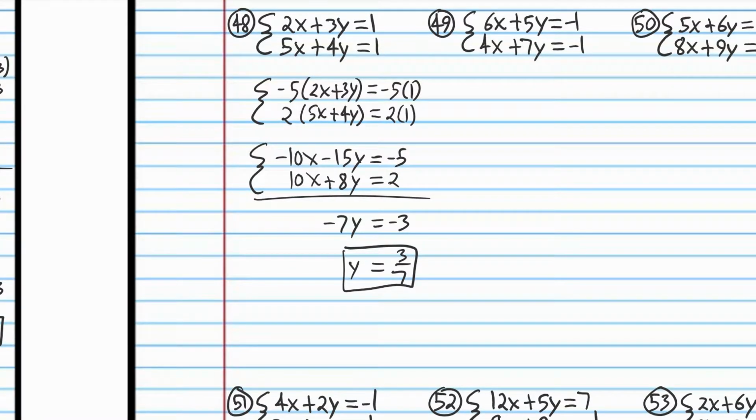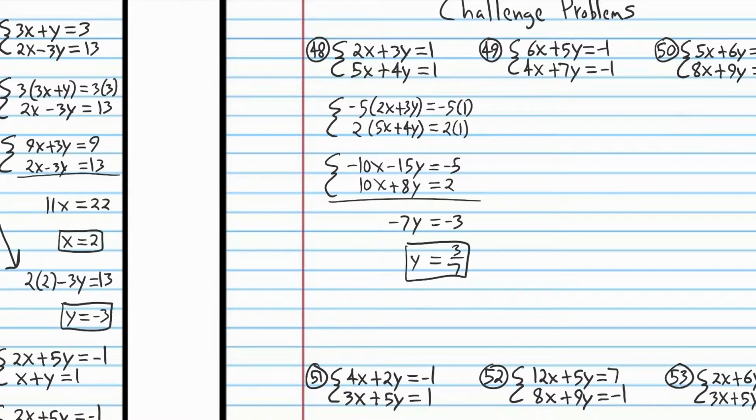Just double checking to make sure that's correct. So now I'm going to take the top equation, and hopefully I'll have enough room because we're going to need a lot of room. So 2x plus 3 times y, but y is 3/7. So you can see why this is going to be difficult. I don't have a lot of room here. 3 times 3/7 is 9/7.